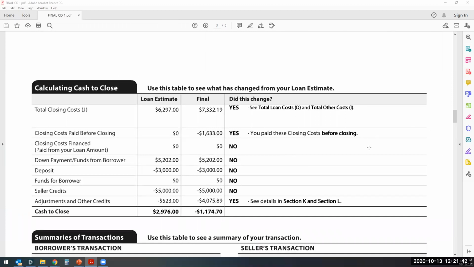Okay, so here is a little bit of calculating your cash to close. We're always going to compare against the loan estimate, which is the very first document that goes out to your borrower.